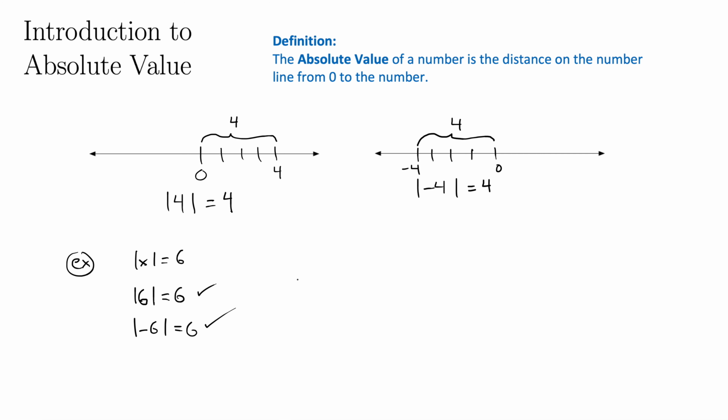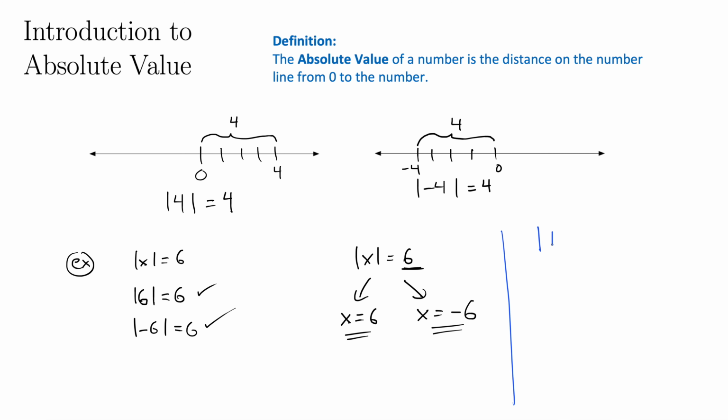So when you go to solve these, the way you do it is you consider 2 separate cases: one where the stuff on the inside equals the positive value of the quantity outside the absolute value, and the one where the stuff on the inside equals the negative version of the quantity outside of the absolute value. And that gives you your 2 answers. That works no matter what's inside of the absolute value.